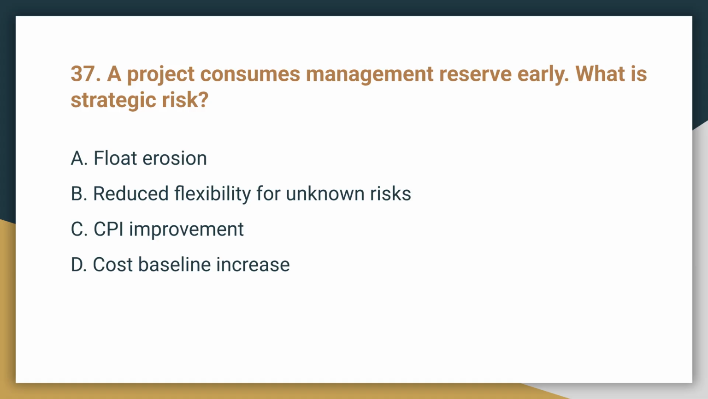Question 37. A project consumes management reserve early. What is the strategic risk? The correct answer is B, reduced flexibility for unknown risks. Management reserve is a buffer for unknown risks, so early consumption leaves the project vulnerable.